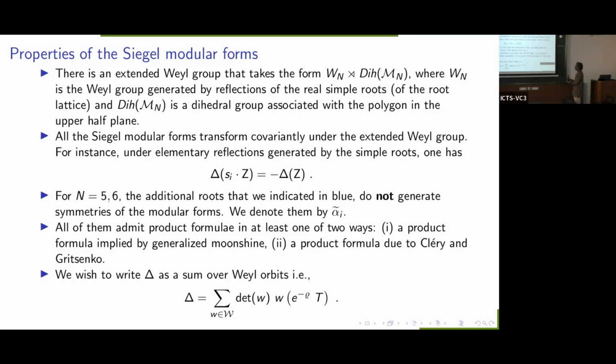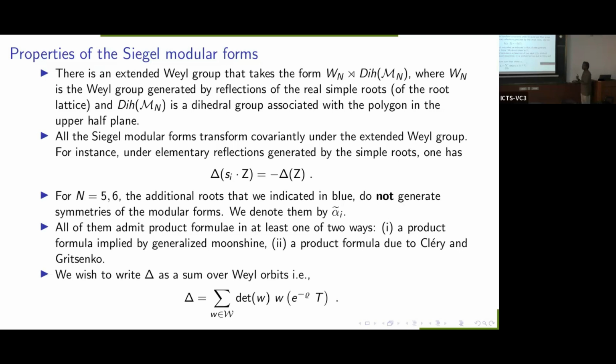Let me just finish. All of them admit a product formula in at least two ways: a product implied by generalized moonshine, and a product formula due to Cléry-Gritsenko. It was a big headache because these two didn't seem to match. I remember being completely confused in 2012 or so. Even my referee asked me some questions, and I said it must match. There was some idea missing, and the relationship is a little complicated. In some cases we are able to show it, but eventually, at least for twining genera, Sutapa and I now have a complete story where we show that the moonshine and Cléry-Gritsenko product formulae are equivalent.